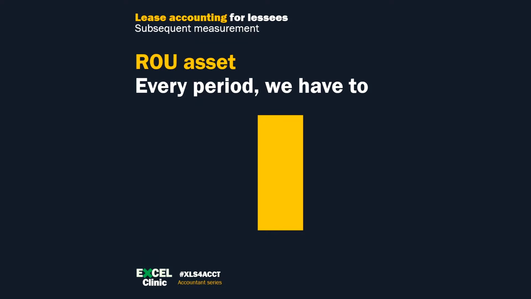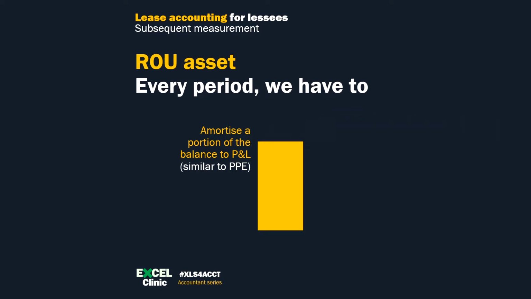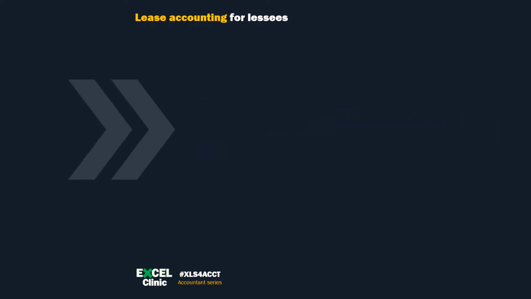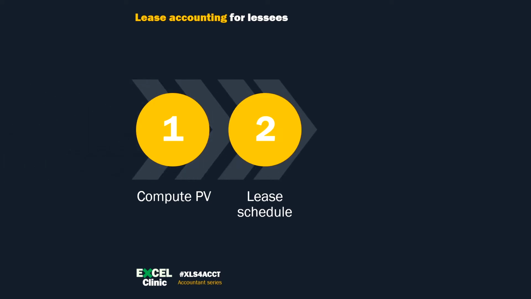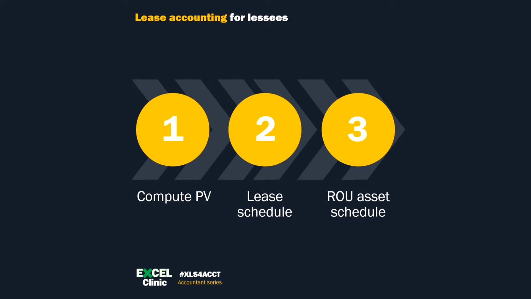For ROU asset, it is very similar to the requirements for property, plant and equipment under IAS 16. In fact, IFRS 16 paragraph 31 refers to the depreciation requirements in IAS 16. In short, you will amortize a portion of the balance to P&L periodically. Three things you need to do. First, compute the PV. Second, build a lease schedule. Then build a ROU asset schedule.